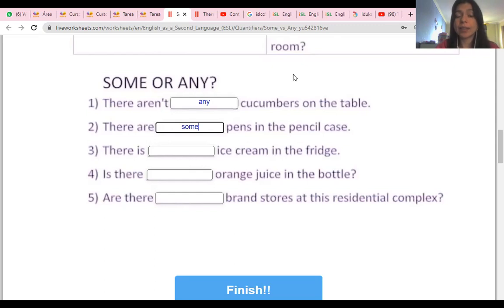There is any ice cream or there is some ice cream in the fridge. What is the correct? Tell me, please. ¿No me comprendieron lo que les dije, chicos, acerca del uso de some y any? Esto es solamente un refuerzo, ¿verdad? Que esto ya vimos. Hey, you. Anyone tell me?